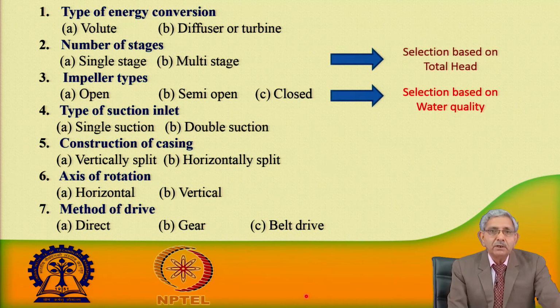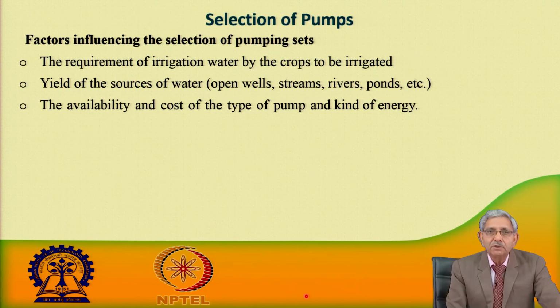Another way of classifying is single suction or double suction. By construction of casing, it could be vertically split or horizontally split. By axis of rotation, it could be horizontal rotation or vertical rotation about the axis. Or it can be classified by the drive, that is, direct drive, geared type of drive, or belt drive.